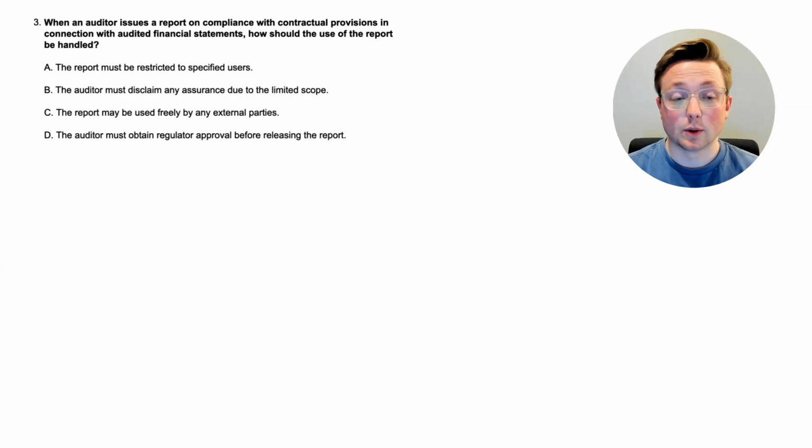All right, here we are at question 3. When an auditor issues a report on compliance with contractual provisions in connection with audited financial statements, how should the use of the report be handled? Option A, the report must be restricted to specified users. Option B, the auditor must disclaim any assurance due to the limited scope. Option C, the report may be used freely by any external parties. Or option D, the auditor must obtain regulator approval before releasing the report.